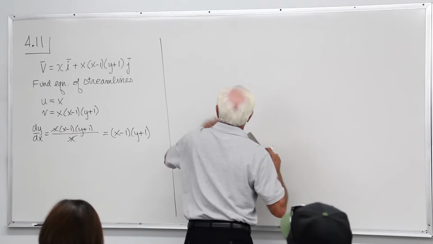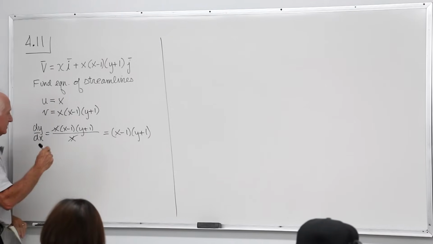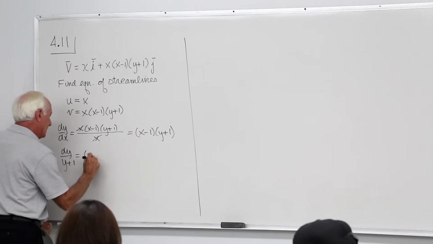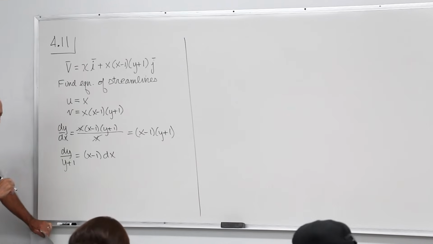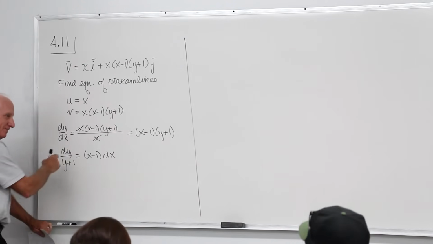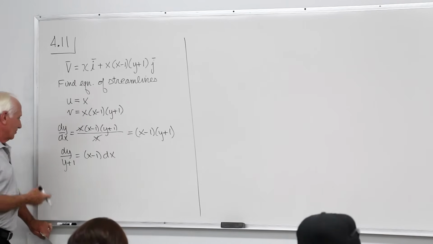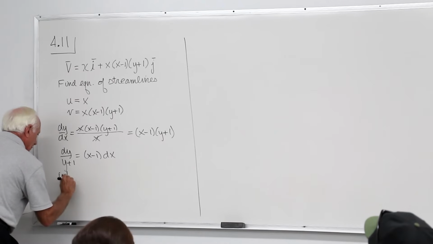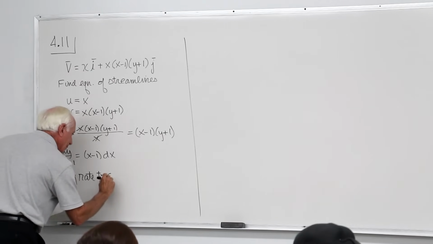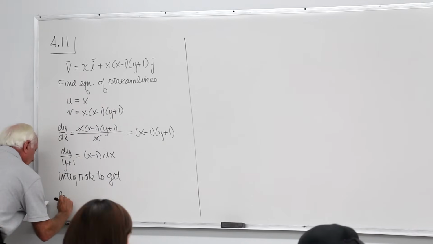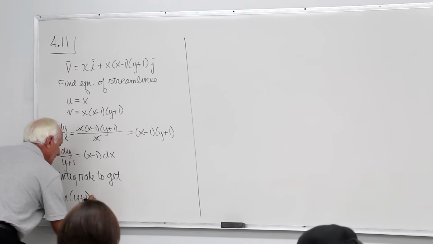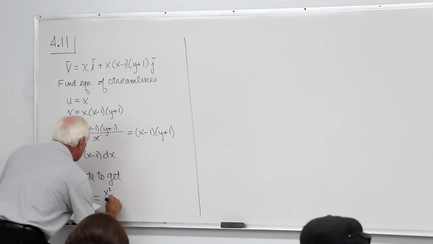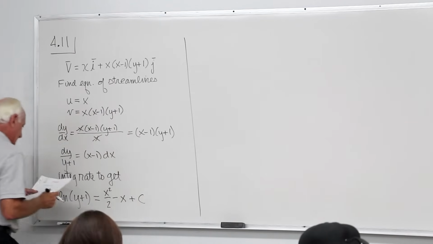Now we go ahead and separate the variables here. So we get dy over y plus 1 equal x minus 1 dx. Now we integrate both sides of the equation. Integrate 1 over y plus 1 dy, natural log of y plus 1. So when we integrate, natural log of y plus 1 equals x squared over 2 minus x plus a constant of integration.